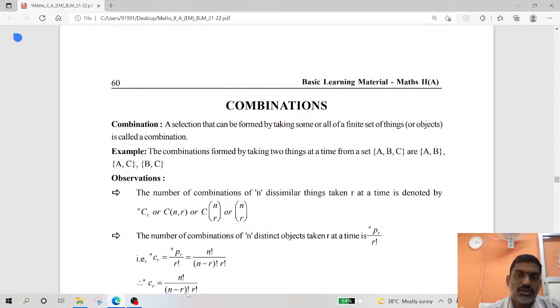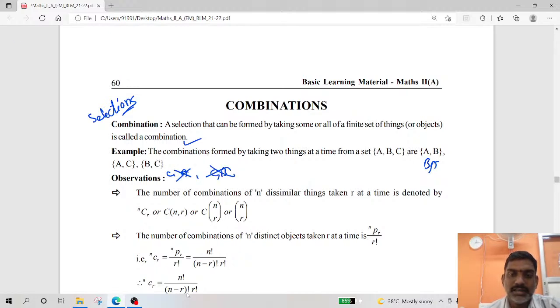Okay, next combination. Combinations are nothing but selections. A selection that can be found by taking some or all of a finite set of things is called combination. The combinations found by taking two things at a time from a set A, B, C are A comma B, A comma C, B comma C. We are not taking B comma A, C comma A, C comma B. These are not valid in selections, because selecting A comma B or B comma A is the same, and A comma C and C comma A also same, B comma C, C comma B also same.